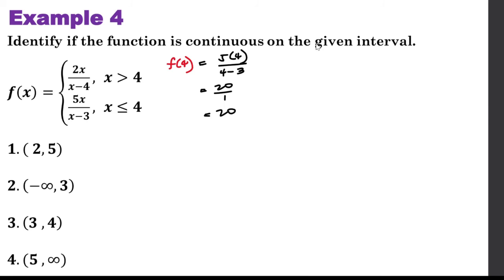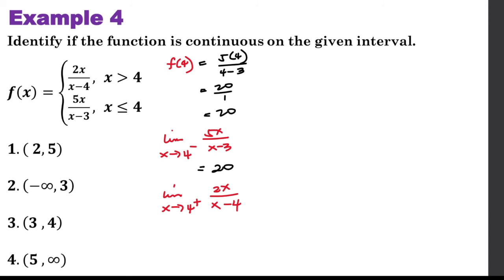Let's now get the limit at x is equal to 4. So first, let us get the left-hand side limit of the function. So that would be 4 from the left. So we're going to use the function 5x over x minus 3. So by direct substitution, this would be the same as f of c, and therefore we have 20. Let us now get the limit of the function as x approaches 4 from the right. So we're going to use 2x over x minus 4.